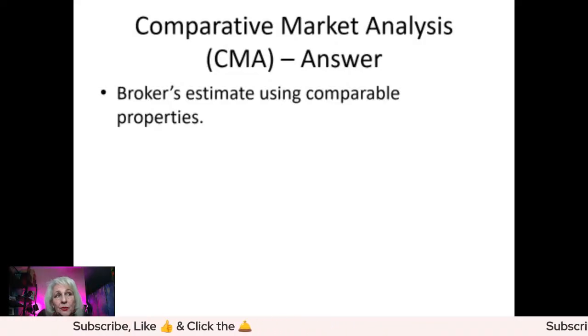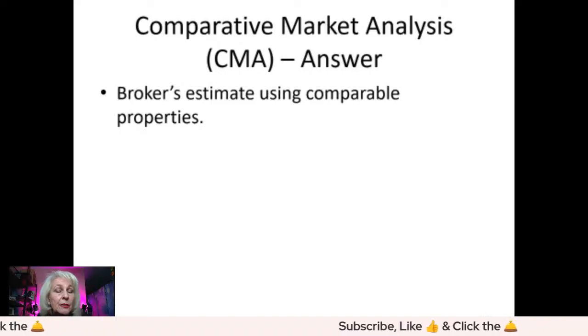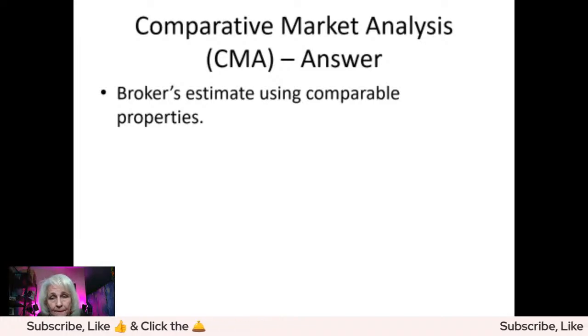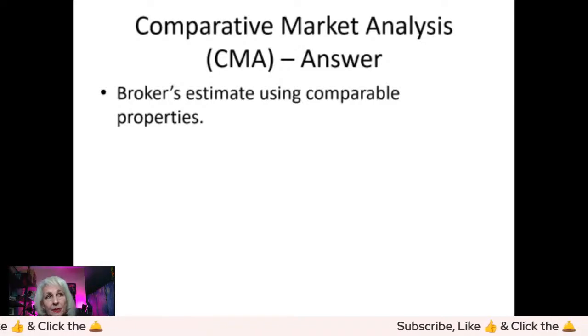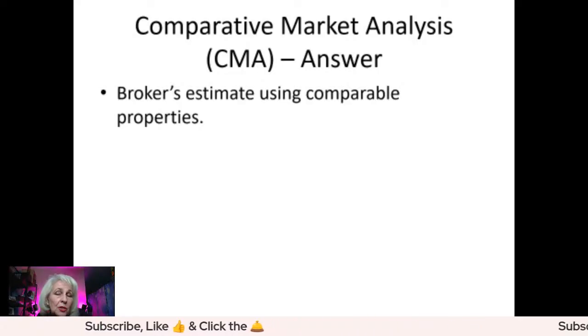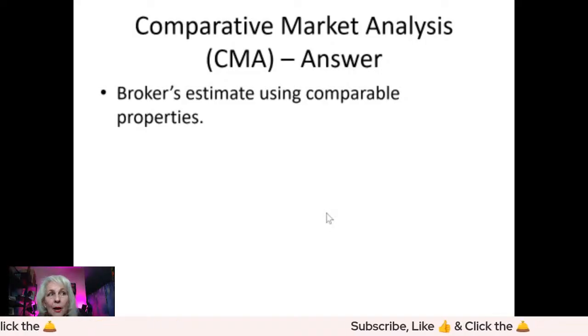We can do this comparative market analysis for sellers to determine a list price, or for buyers to determine what kind of offer they should make. And the competitive market analysis we will do for a seller to also show them some of the pending properties and some of the active ones, which are their competition.